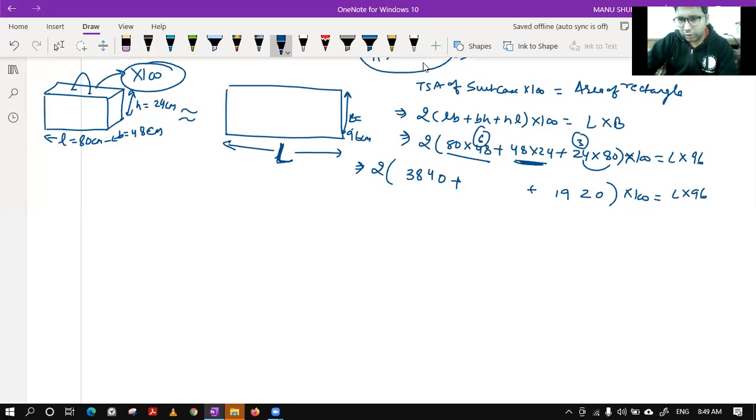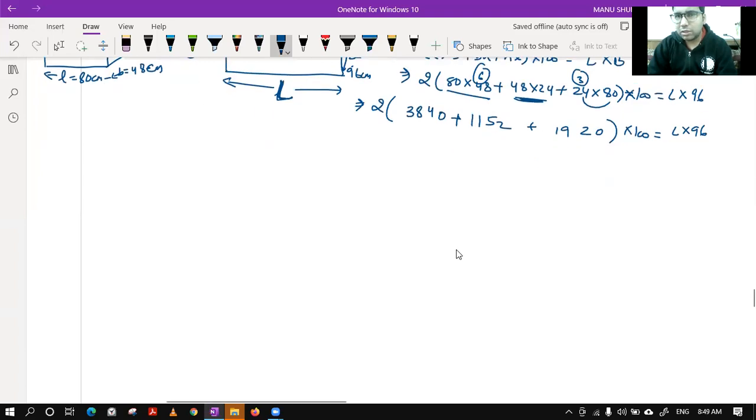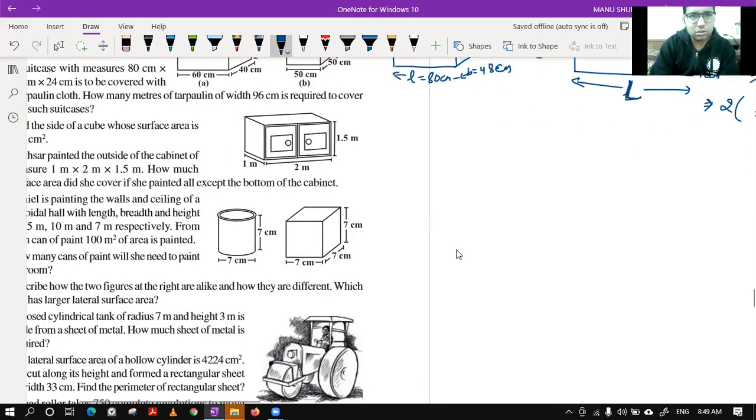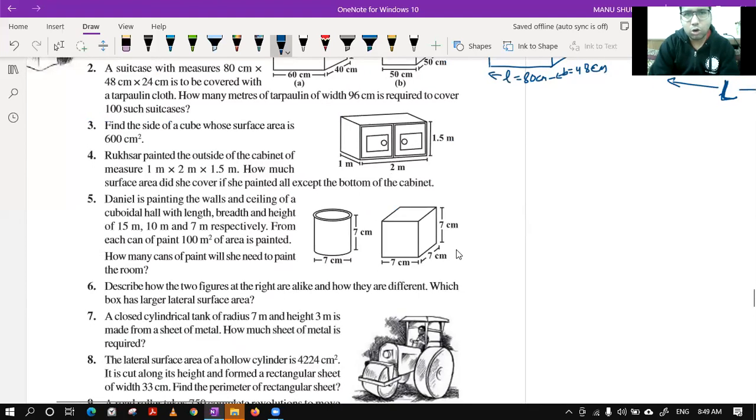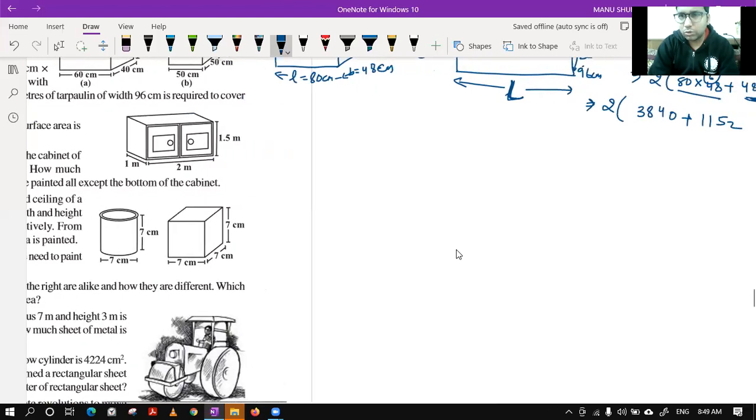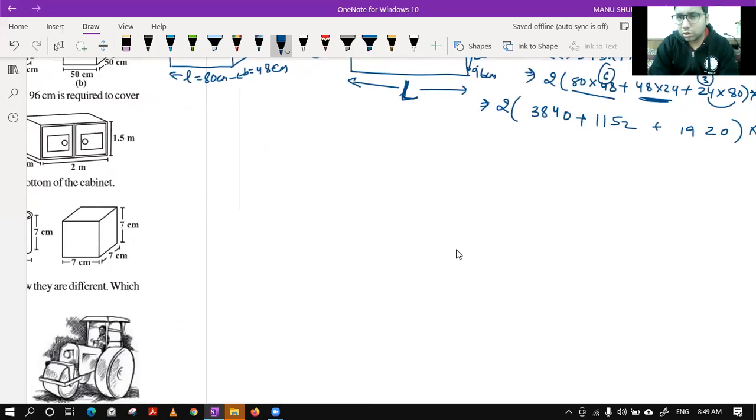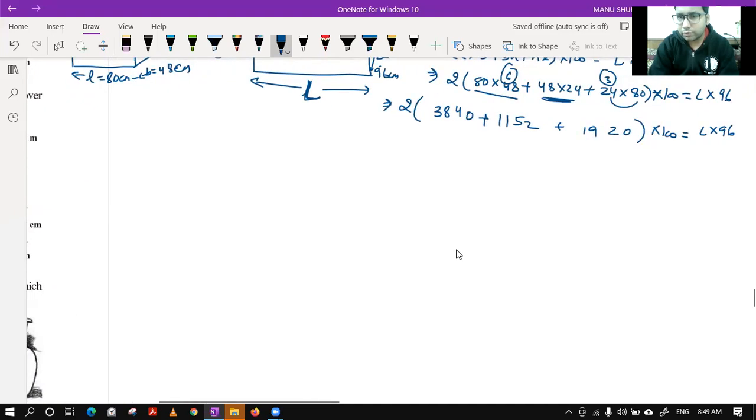Sir, I am trying to find the area of the cloth. Why are you required to find the area of the cloth, beta? You just need to find the length. If you have found the length, the area is the same for both of them. Just multiply that and you will get it. I don't think the question is asking for the area. They're just asking how many meters of tarpaulin is required. Okay, I think you are getting the question wrong. They're not asking the area, they're just asking the length of the cloth required.